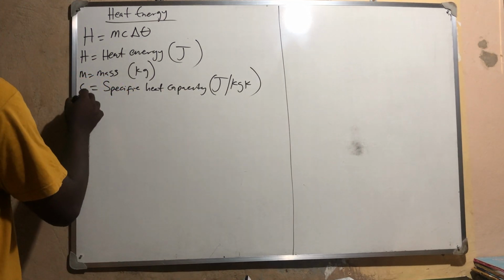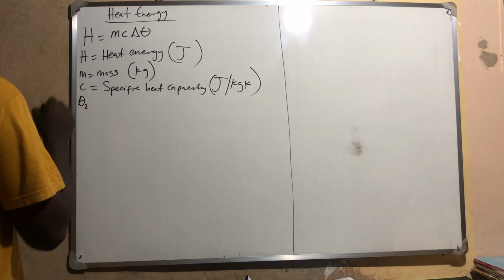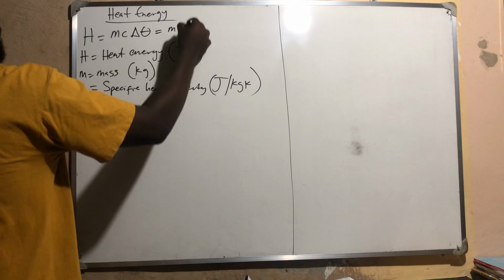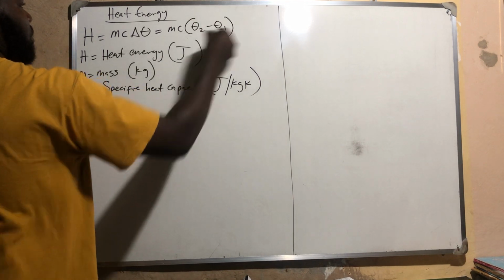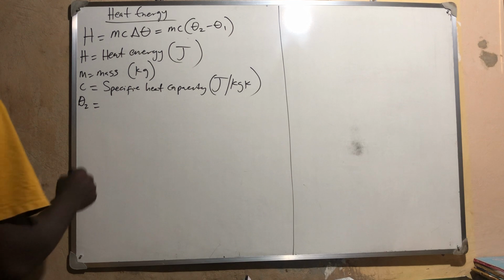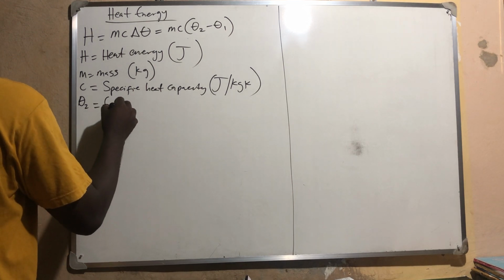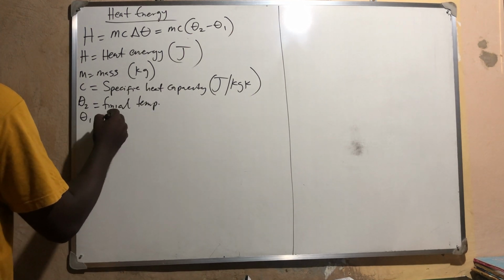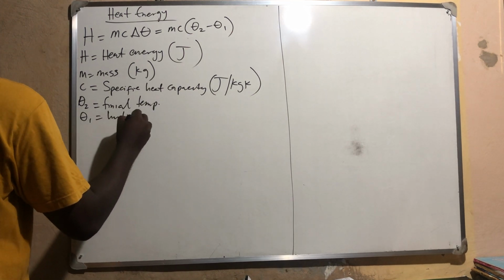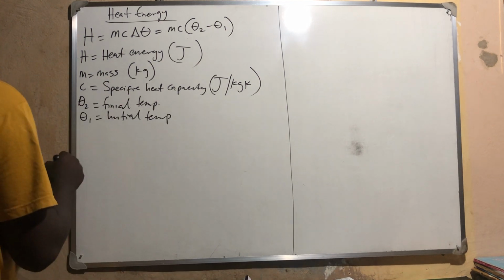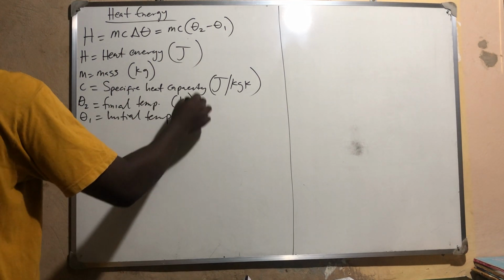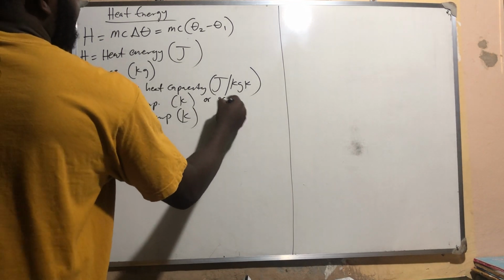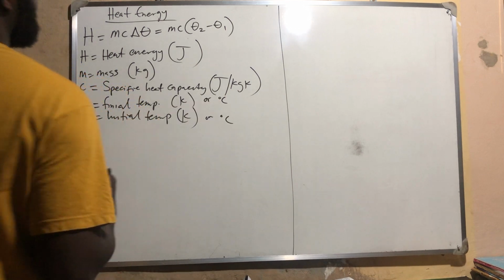So the next one is the change in temperature, which is the theta 2 minus theta 1. Very important. So theta 2 is the final temperature, while theta 1 is the initial temperature. They are both measured in Kelvin or degrees Celsius, any one you like. So that is that.